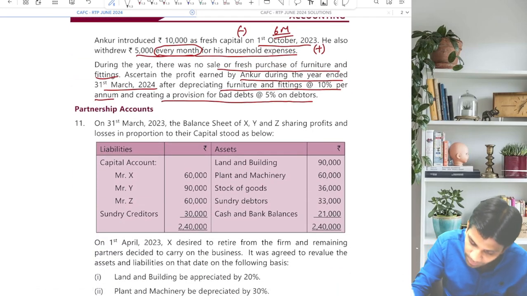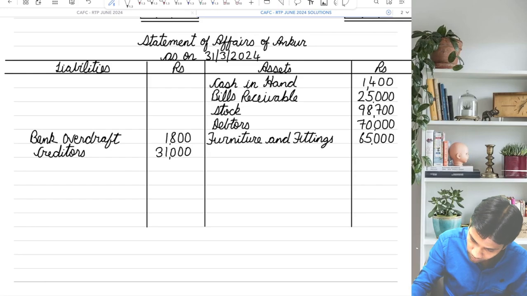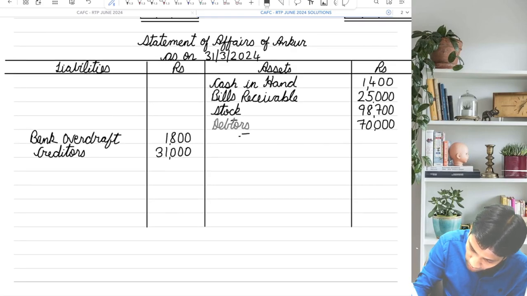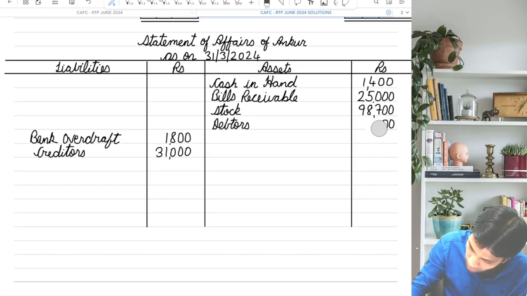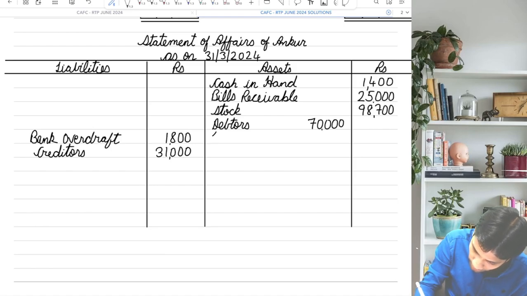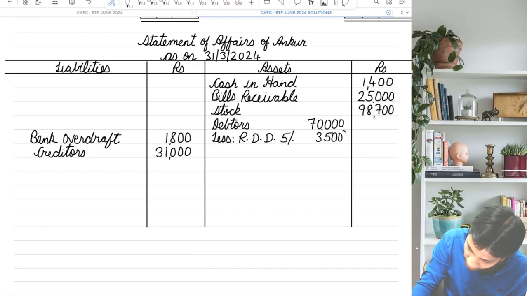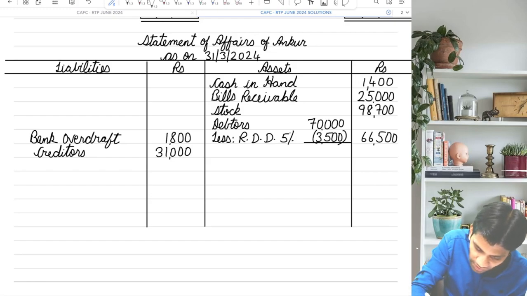I think depreciation 10% is given on furniture and fittings, and 5% RTD. So let me cancel this, because first on debtors we have to calculate RTD. I'll write debtors 70,000 here. Less RTD 5%. 70,000, 5% comes to 3,500. 66,500. Adjustments are to be made at the end of the year, hence we are doing it in the closing balance sheet.